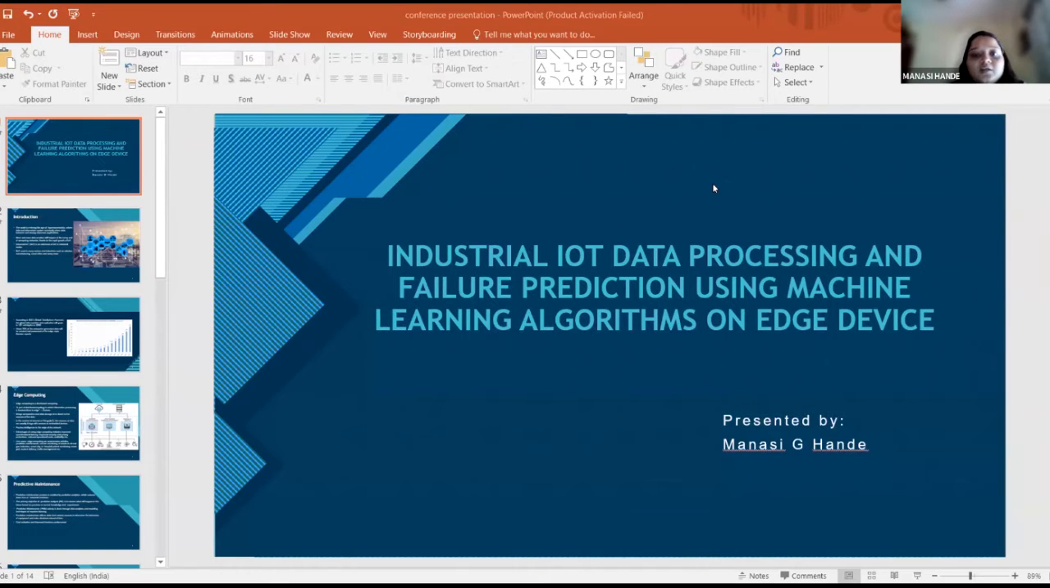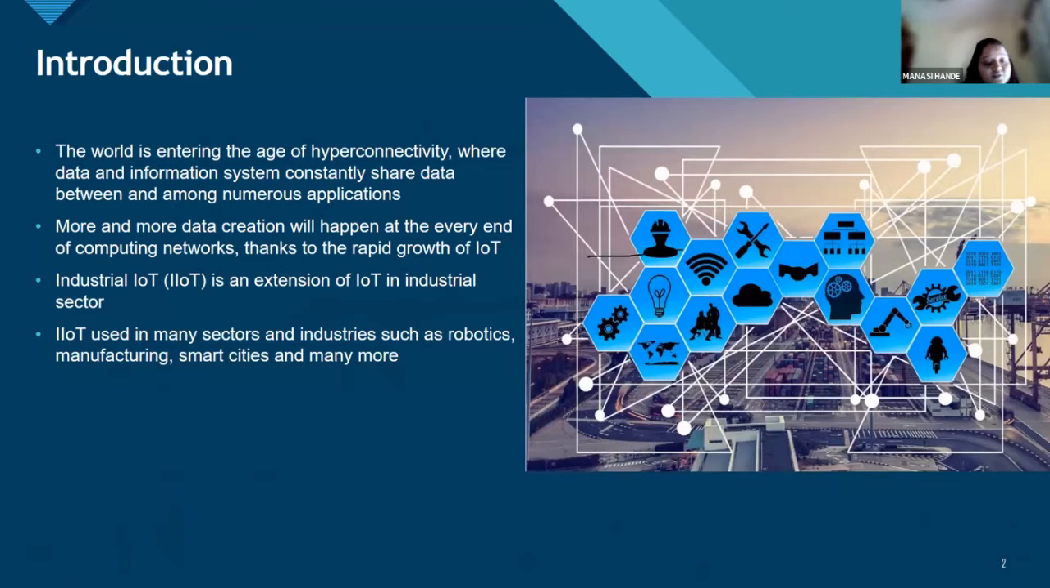My topic is industrial IoT data processing and failure prediction using machine learning algorithms on edge devices. So, about the introduction: as we know, the world is entering into hyperconnectivity, where more and more devices are connected together thanks to the rapid growth of IoT. These connected devices are constantly sharing data among numerous applications. Due to the connected devices, more and more data creation is happening at every end of the network.